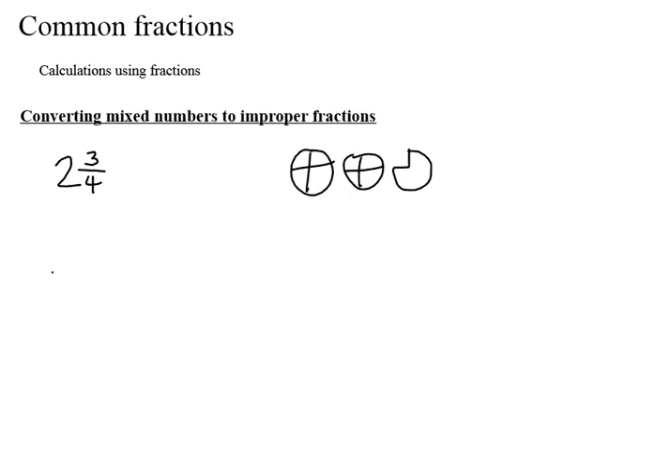Now the way to do it mathematically would be to say 4 times 2. So 4 2s are 8, and then I'm going to plus 3. So 4 2s are 8 and 3 is 11. So that would equal 11/4. And let's have a look. Here we had 4 plus 4 is 8 and 3/4 will give you 11/4.